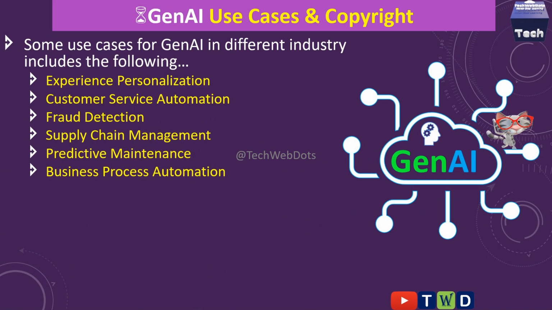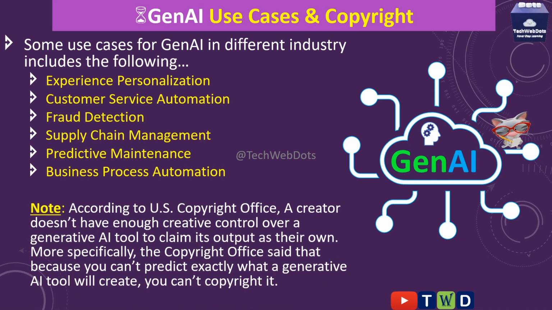Now let's talk about more use cases of Gen AI. Some use cases for Gen AI in different industries that we have already noticed so far and that are also ongoing are experience personalization and customer service automation, fraud detection, supply chain management, predictive maintenance, and business process automation. Okay, and those are already finding a complete fit for Gen AI in the organization. But all these segments in organizations are going to use Gen AI now or in the upcoming time.